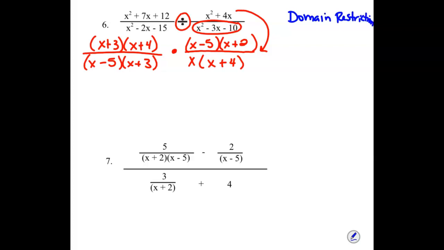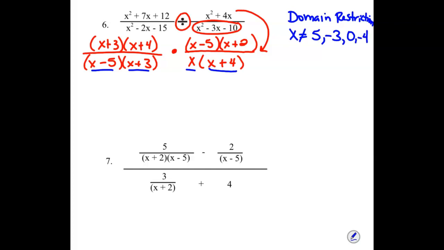All right, so domain restrictions, what can x not equal? So things that would make our denominator 0. So our first one here, x minus 5, we know x cannot be a positive 5. For this one, x plus 3, x cannot be a negative 3. It would make that 0. Here we know that x cannot equal a 0. This would become 0 if x was negative 4, so we have to restrict that.